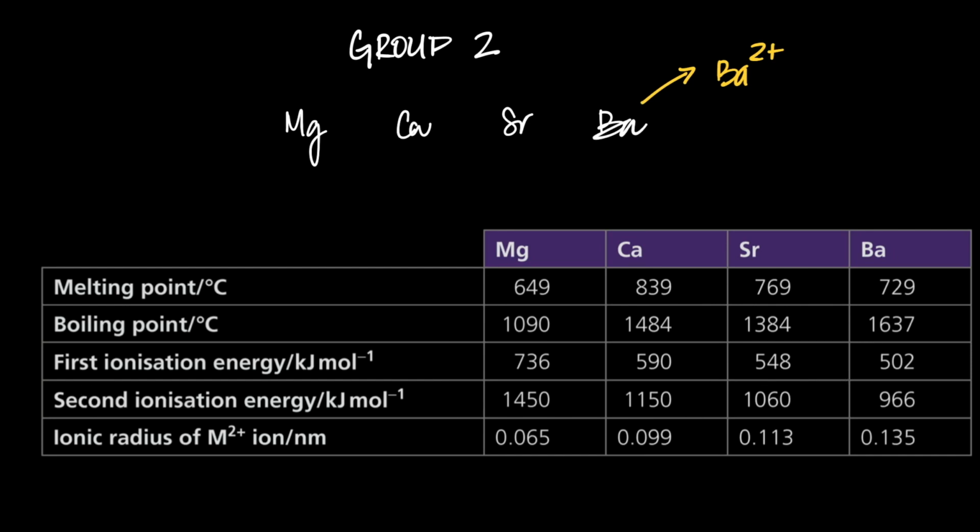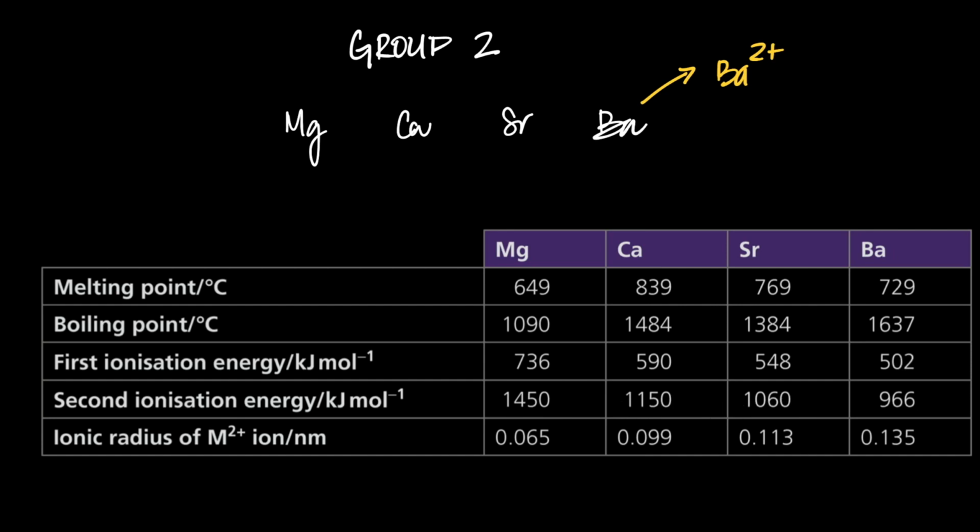Now, right off the bat, what you'll realize is that down the group, and I'm not going to talk about the melting and boiling points here, but generally down the group they decrease. Now we won't talk about that. We'll be focusing on first ionization energy. As you go down the group, it decreases. Even the second ionization energy decreases as you go down the group.